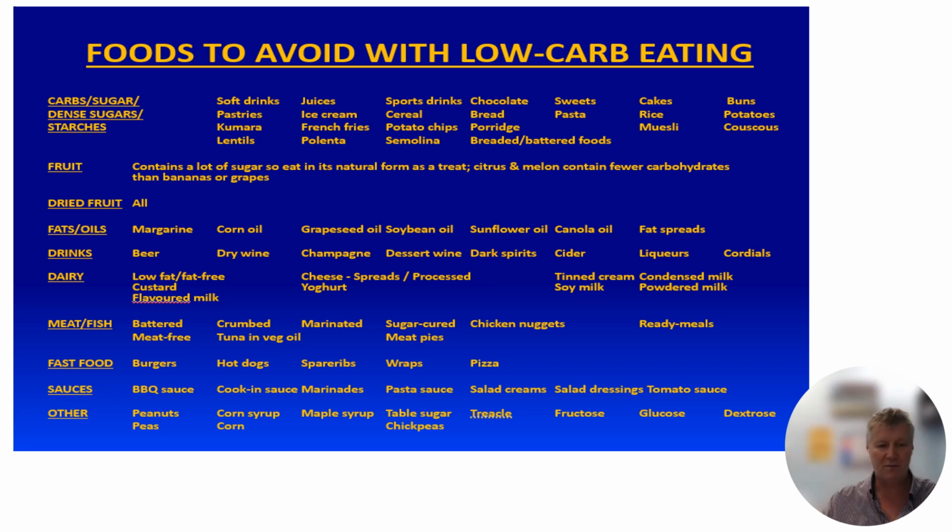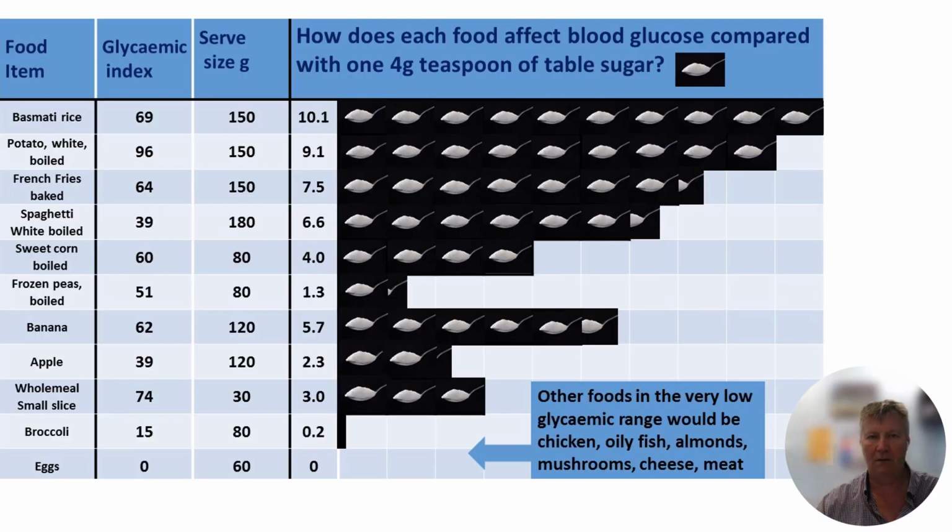And then other foods mentioned: peanuts, syrups, table sugar, fructose, glucose, dextrose, chickpeas, corn and peas, all to be avoided largely because of their high carbohydrate content.